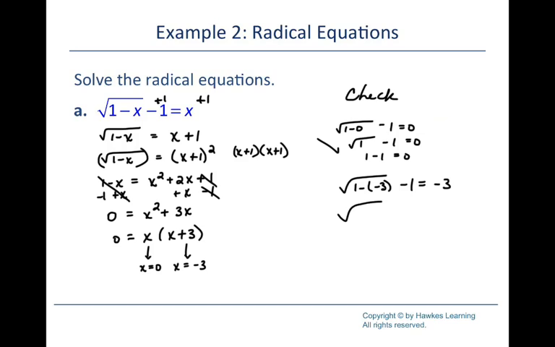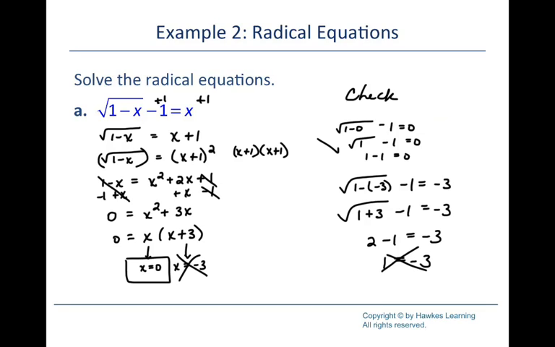This is the square root of 1 plus 3 minus 1 equals negative 3. And that's the square root of 4, which is 2, minus 1 equals negative 3, or 1 equals negative 3. That doesn't end up with a true statement, so the negative 3 is not a good answer. We only have one answer that will work and give us a correct solution.